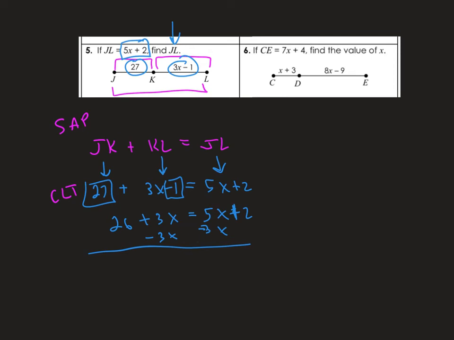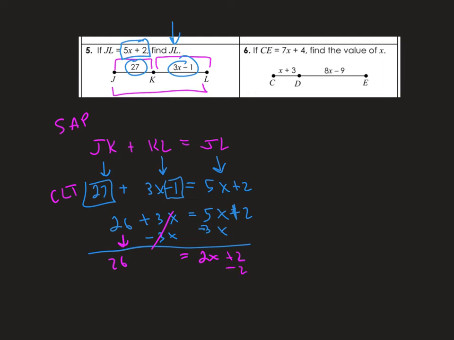So I know that 5 minus 3 would give me a positive. So let's keep that the way it is. So let's see, the 26 is going to come down. 3x minus 3x goes to nothing. 5x minus 3x is 2x plus 2.